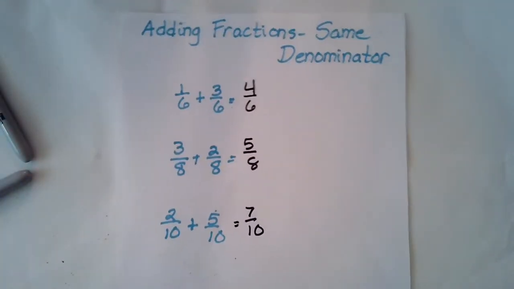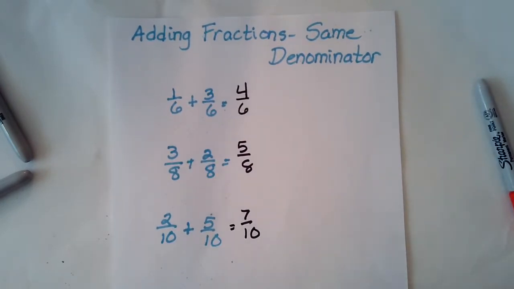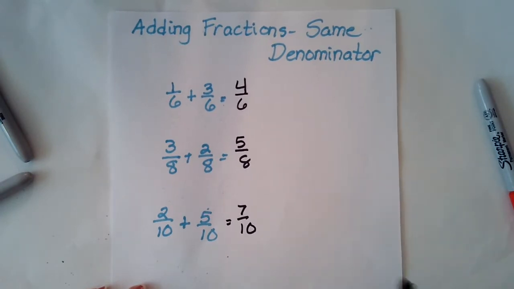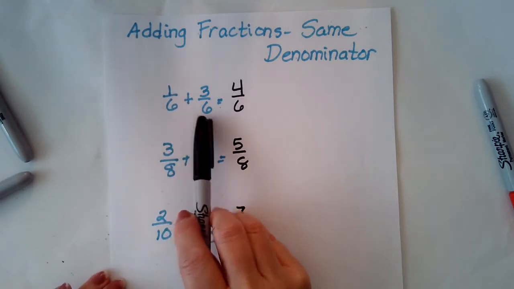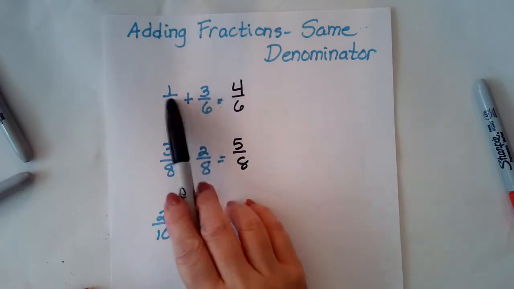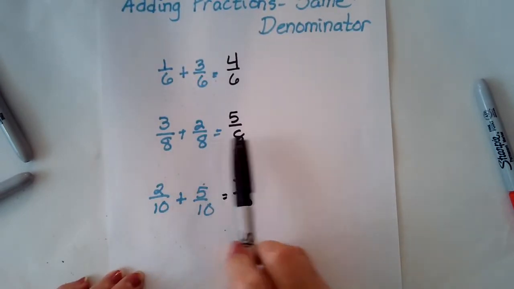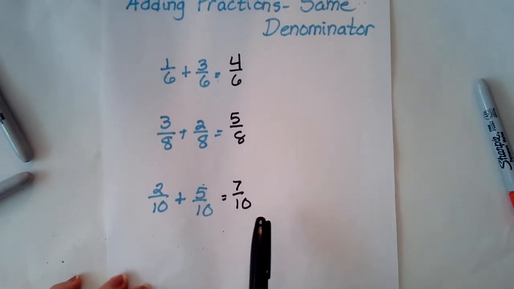We need to take some time to do a little bit of review from previous chapters. I think chapter 9 is when we were adding fractions. And if you remember, we were adding fractions that had like denominators. So for example, 1/6 plus 3/6, you just add the numerators, it becomes 4/6. 3/8 plus 2/8 equals 5/8. 2/10 plus 5/10 equals 7/10.